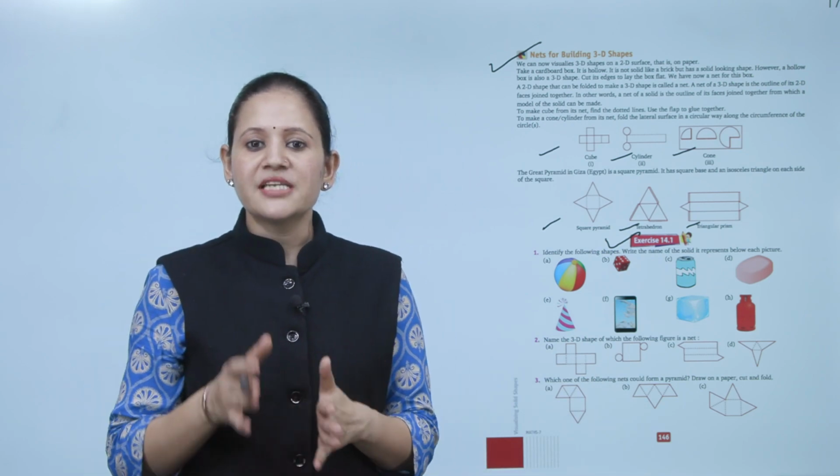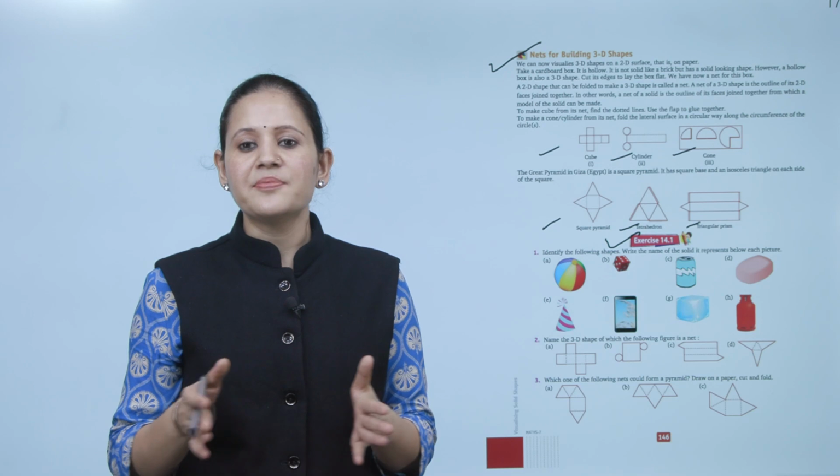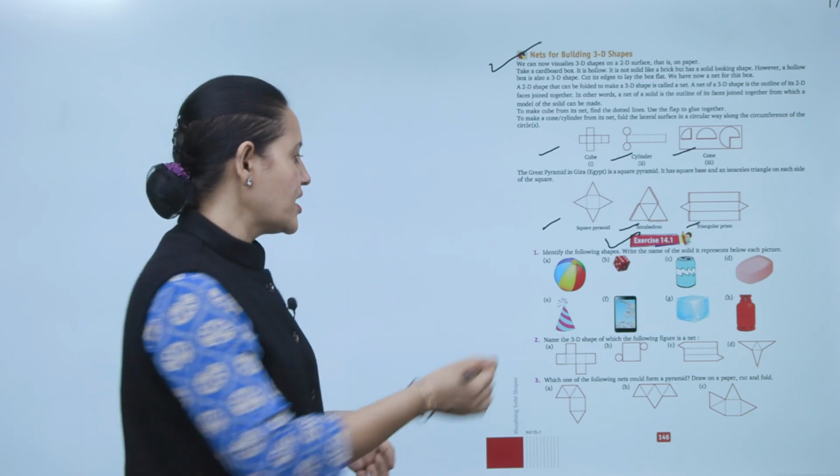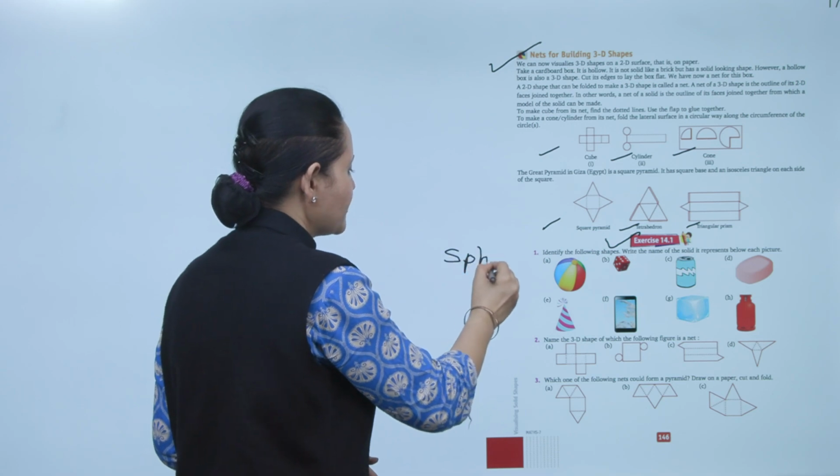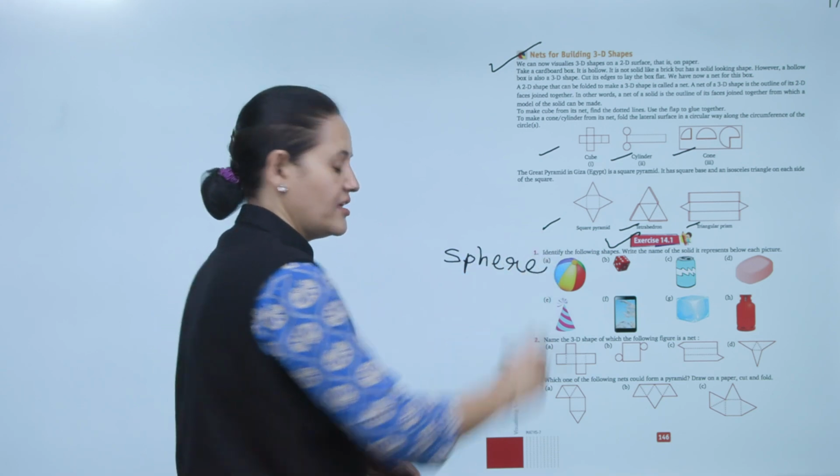Identify the following shapes. Write the name of the solid it represents below each picture. So the first one, there is a ball. Shape is sphere. S-P-H-E-R-E. Clear?